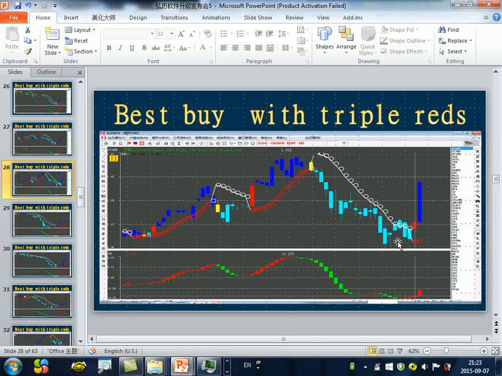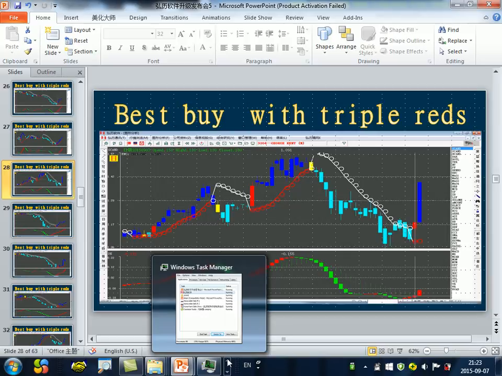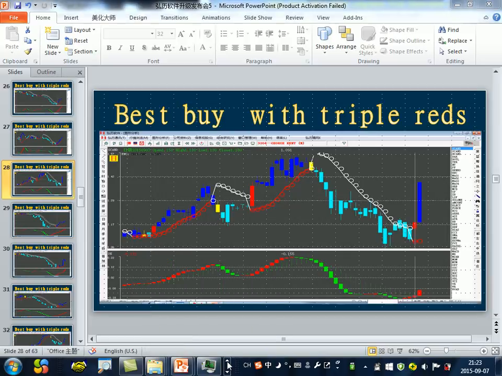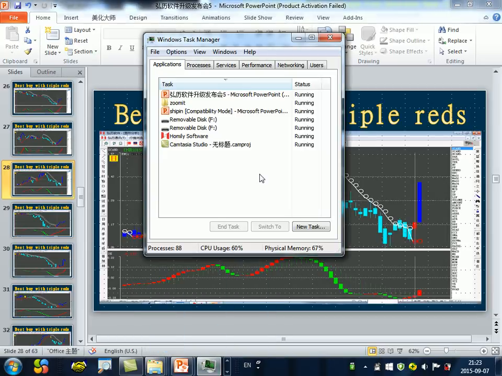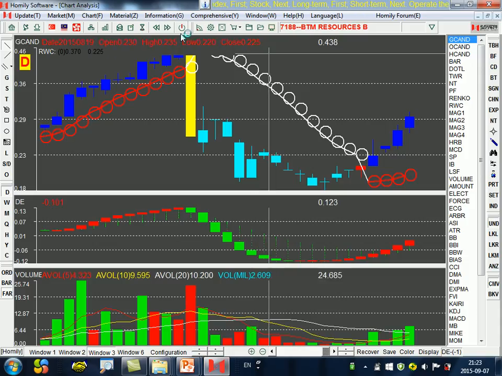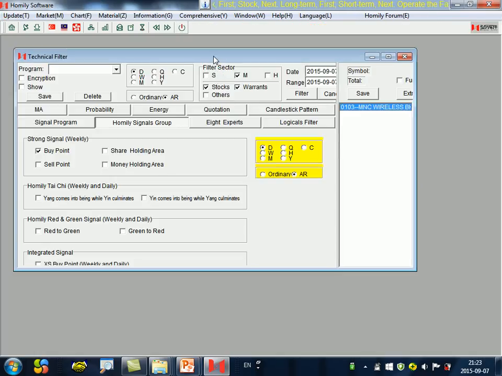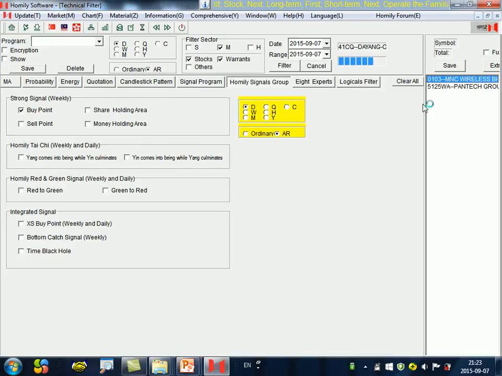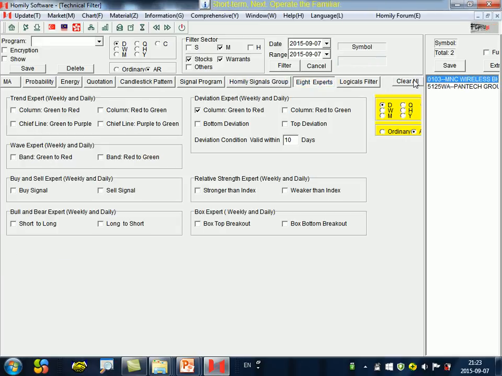So this is the function we use the triple red to filter. Also, we can use the BE to filter the shares with the bottom deviation. Okay, we go back and then set the condition. And then there's a bottom deviation.